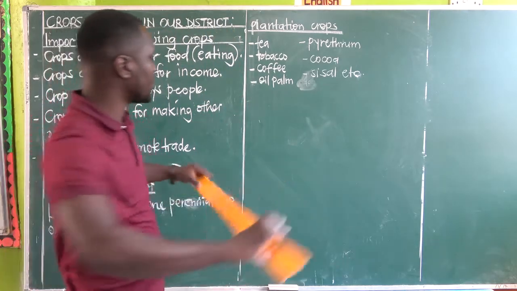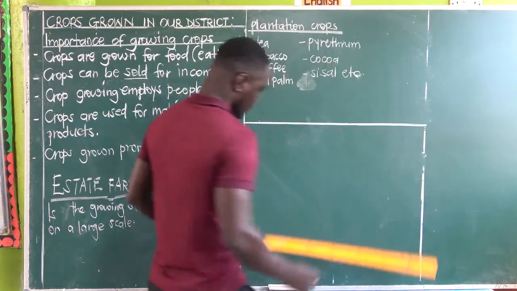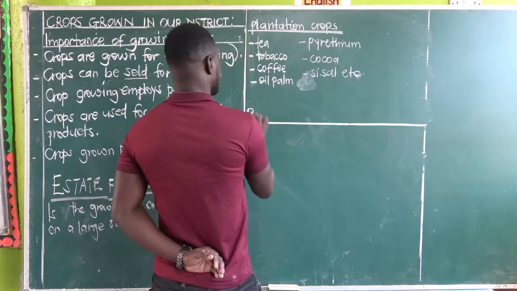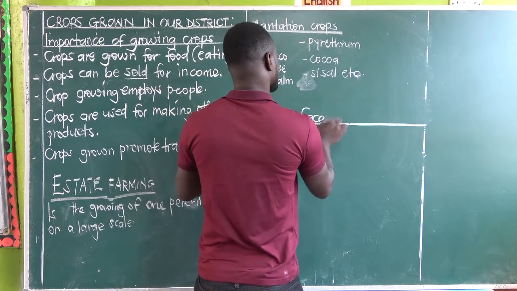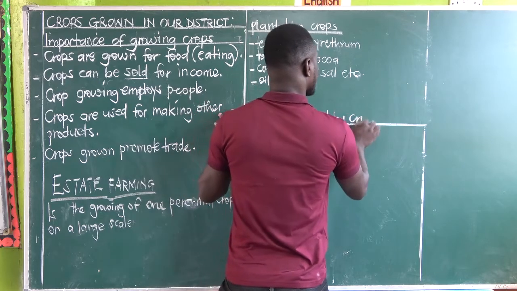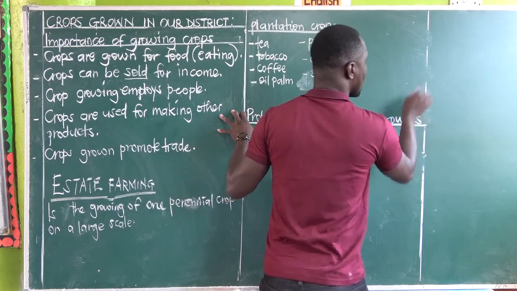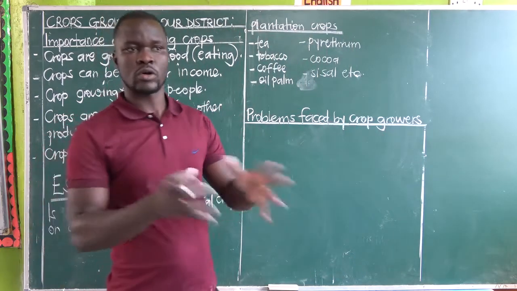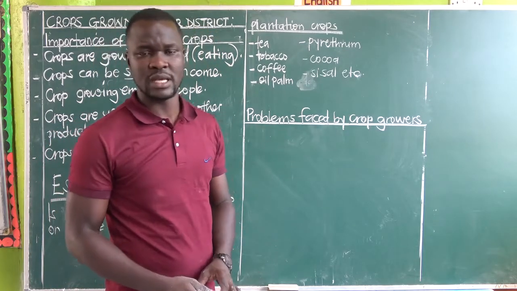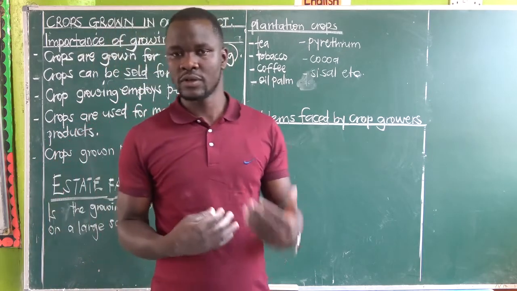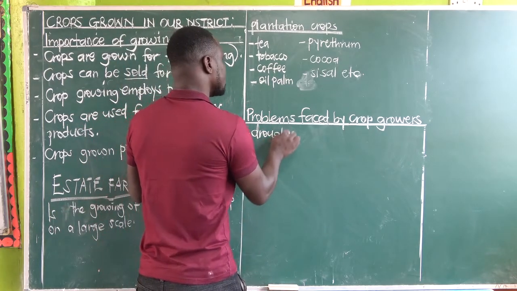Now, let's look at problems that people face as they grow crops. Problems faced by crop farmers. We can also call them crop growers, which means those people who grow crops. Which problems do they face? These people have a lot of problems as they do that activity of growing crops or farming. First problem is what we call prolonged sunshine.